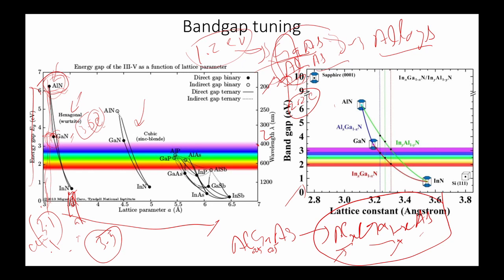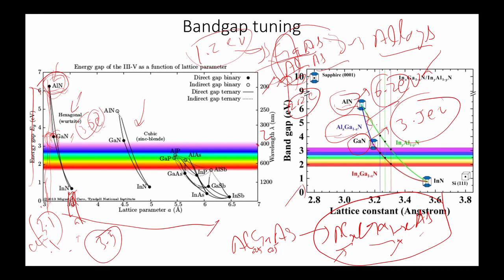Now, this is taken as aluminum nitride and the alloys of aluminum nitride and gallium nitride. If we take the alloy of aluminum nitride and gallium nitride, in between there will be aluminum gallium nitride. Aluminum nitride has around 6.2 electron volt band gap, and gallium nitride has around 3.5 electron volt.